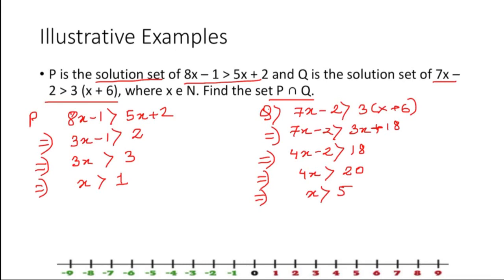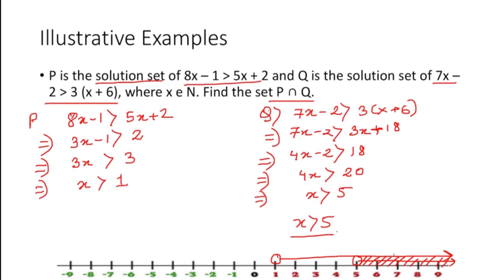Now our objective is to find the intersection of P and Q. So let's first plot P on the number line. P is x greater than 1. As we discussed, we plot it with an open circle on 1 and an arrow to the right side of the number line, representing the values that x can take. And Q is x greater than 5, so an open circle at 5 and an arrow to the right side of the number line indicating the values that x can take. So the common area, or the intersection, would be the area that is shaded on the number line. So the common area is essentially x greater than 5. So the solution set for P intersection Q is x greater than 5.